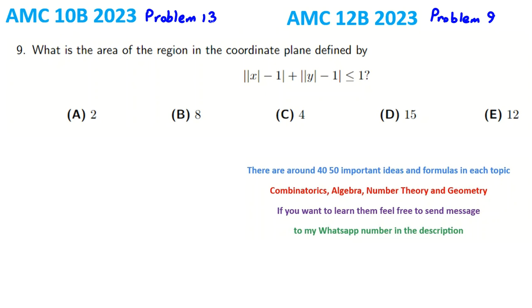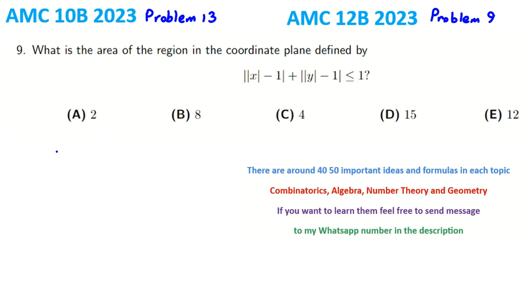AMC 10B problem 13 and 12B problem 9 of 2023. It says, what is the area of the region in the coordinate plane defined by absolute value of x minus 1 plus absolute value of y minus 1 less than or equal to 1?